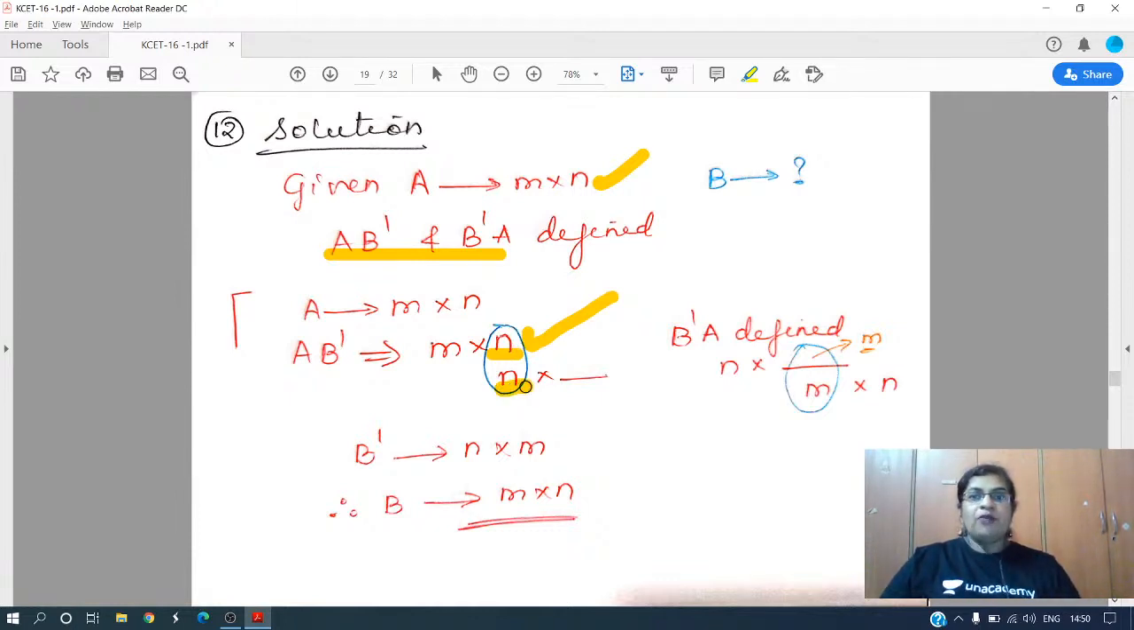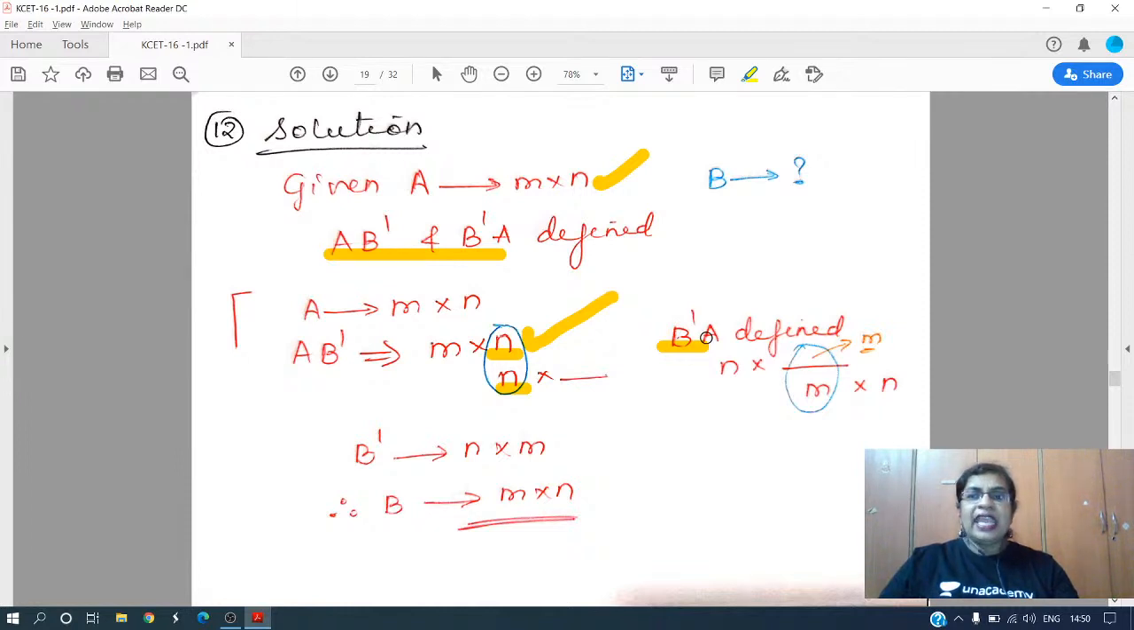Yes. So what I will do, one part of that is the row of B dash I am going to mark. I don't know who is the column of B dash. Doesn't matter, I will keep that aside. And it is also told that B dash A is also defined. So that means B dash's column should match with row of A. Luckily, I know A's order. So B dash, I know only this much. So N cross dash. I don't know who is that dash now. I'm going to find out.